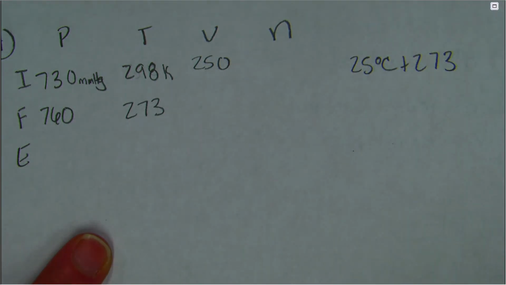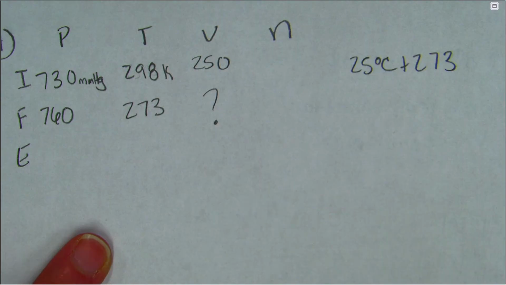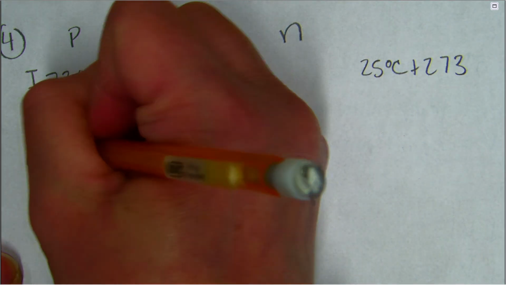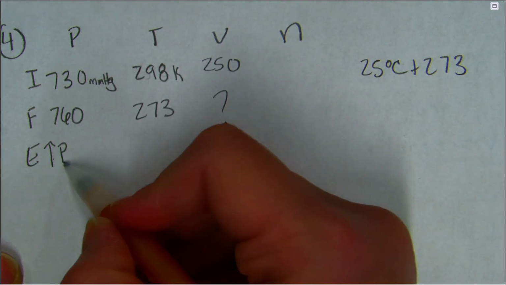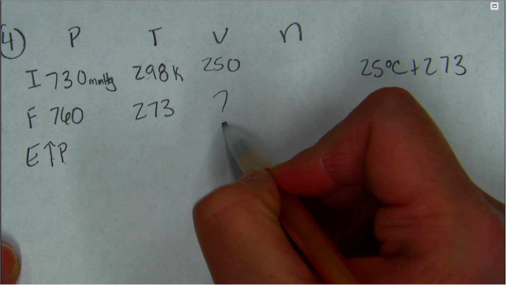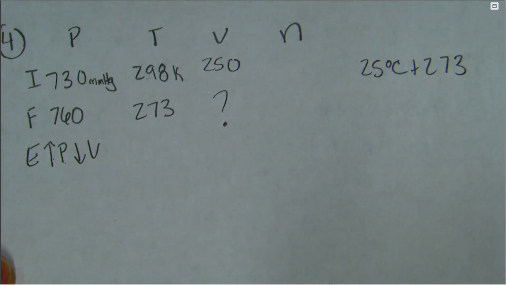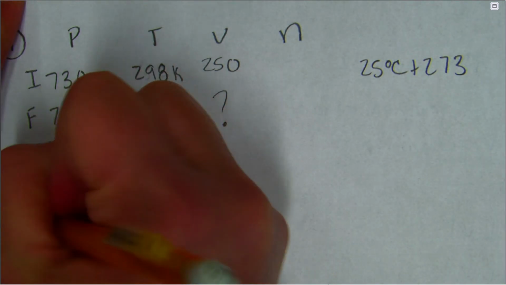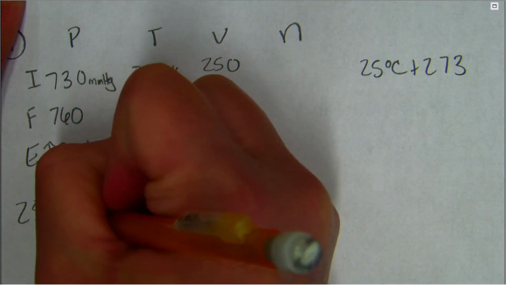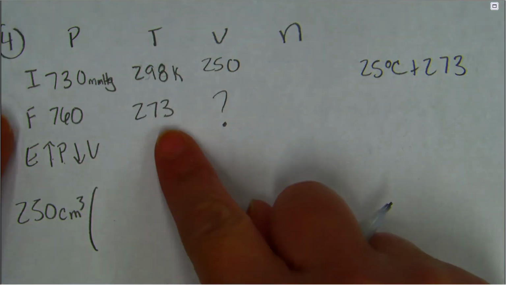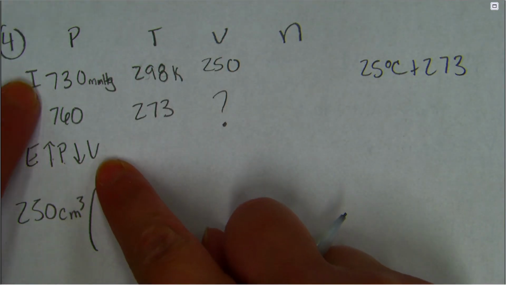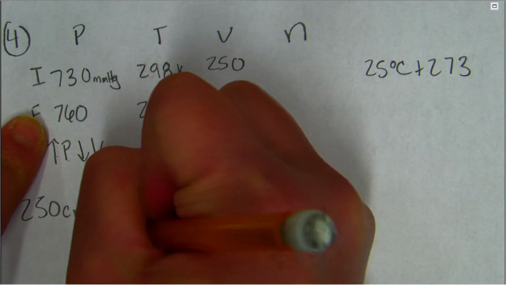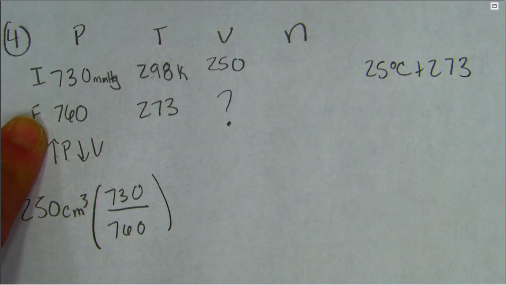So I'm looking for my new volume. To set this up, what happened to pressure? My pressure went up. So if I see an increase in pressure, what's going to happen to volume? Volume is going to decrease. So let's go ahead and start setting this up. My volume is 250 centimeters cubed. To get a lower volume, I'm going to have to put the smaller number on top, 730, divided by 760, setting it up as a ratio.